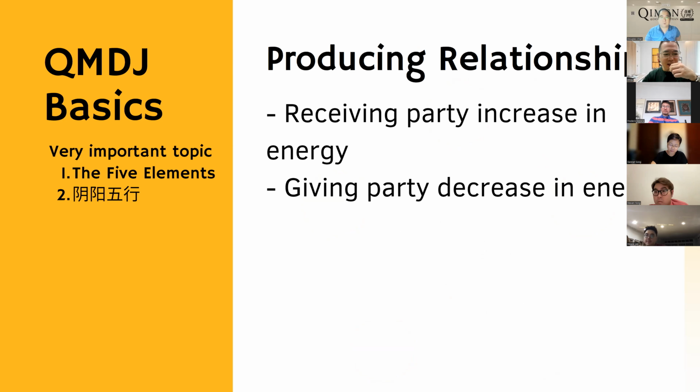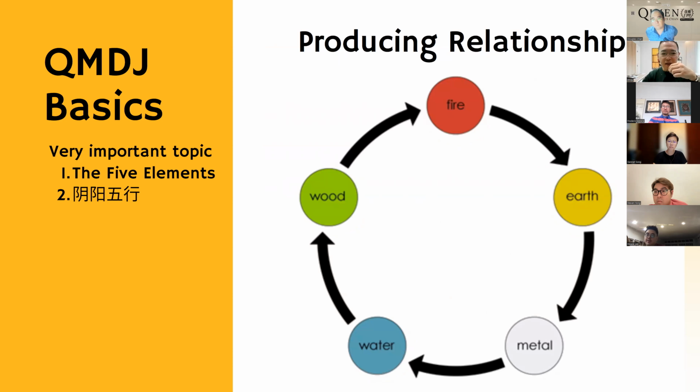Okay. When we talk about producing, when the receiving party is receiving the producing, they will increase from 100% to 150%. When the wood is producing the fire, the wood is losing energy, so it's from 100% to 80%. That is for the producing cycle.